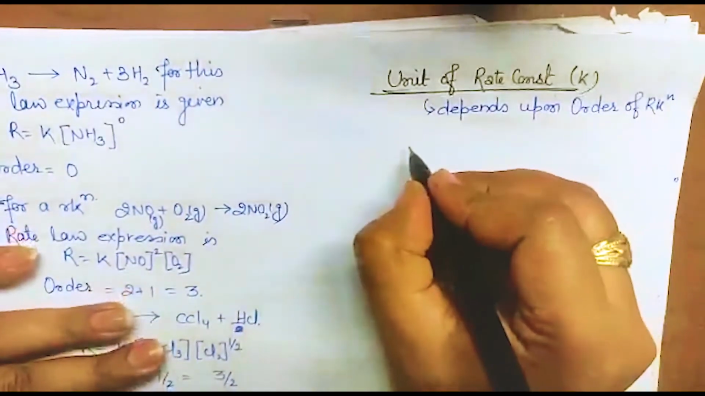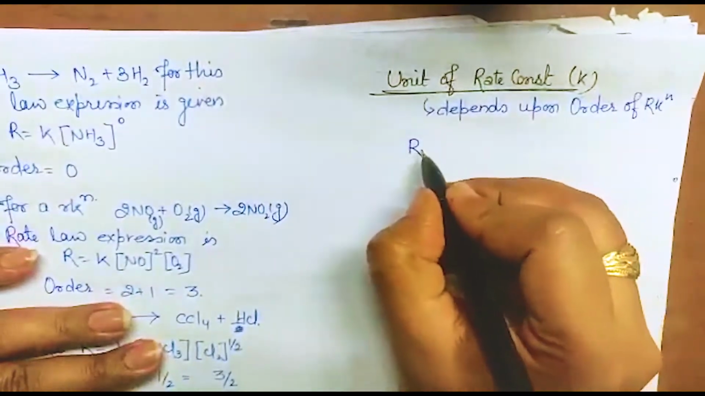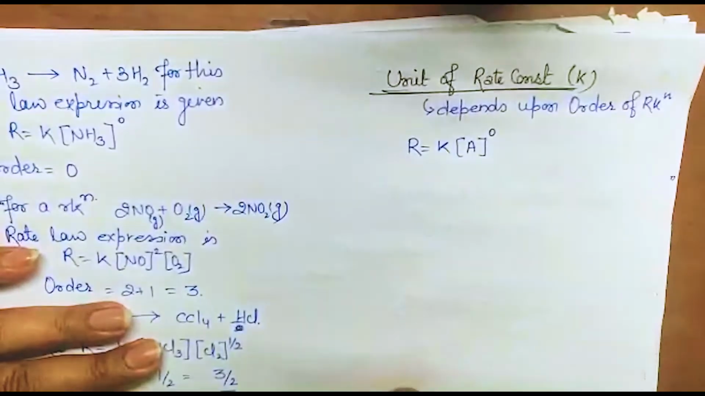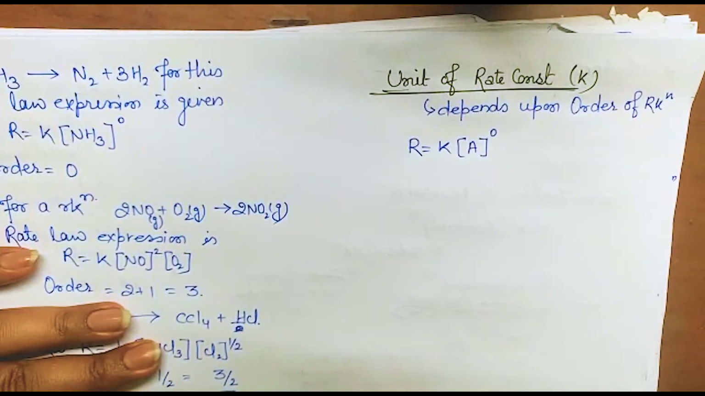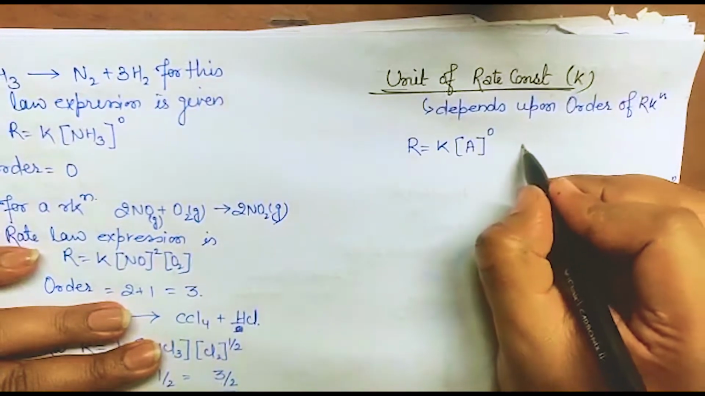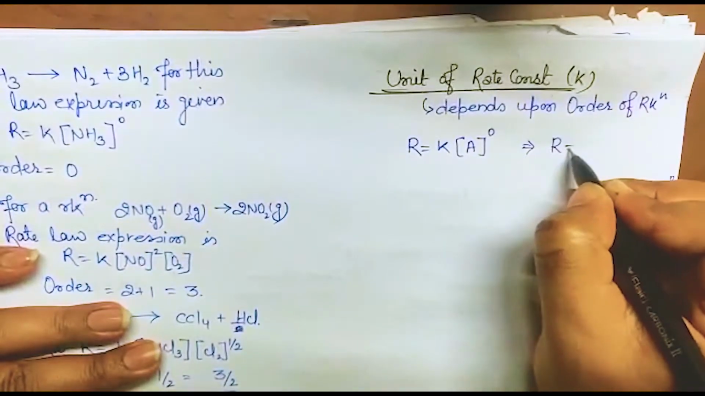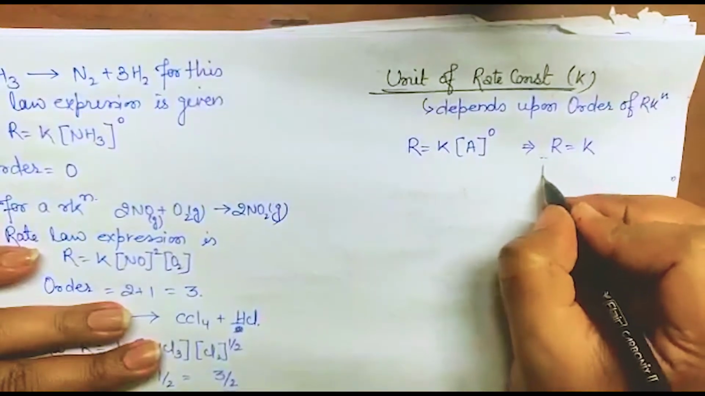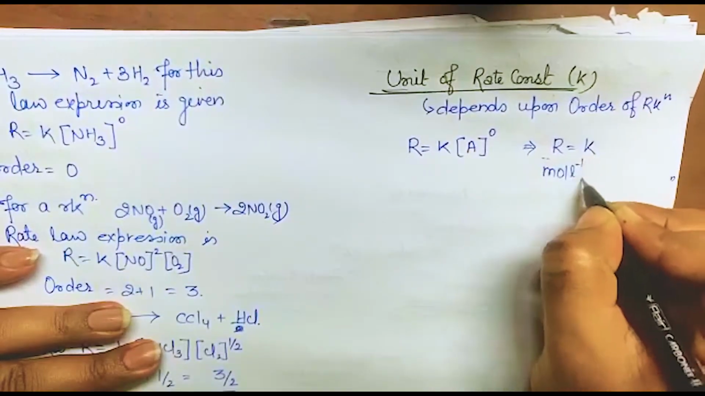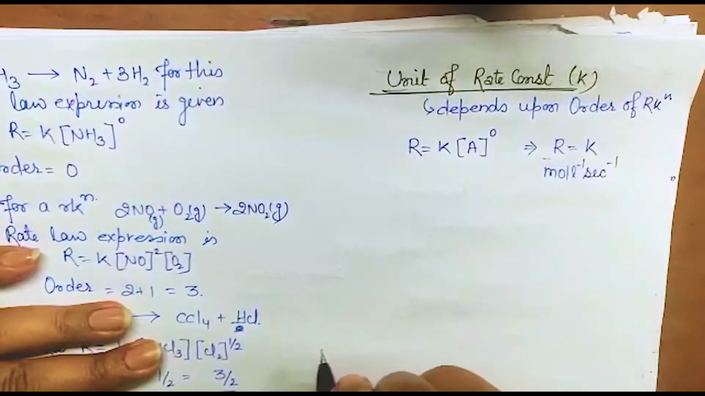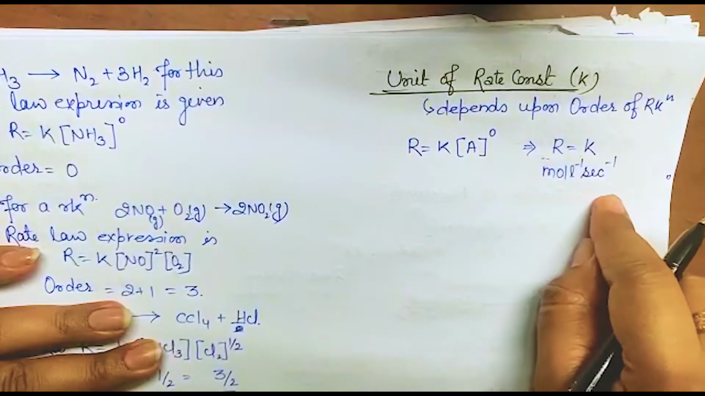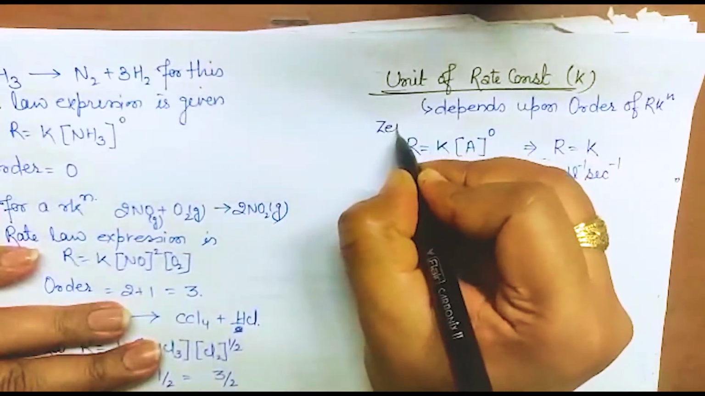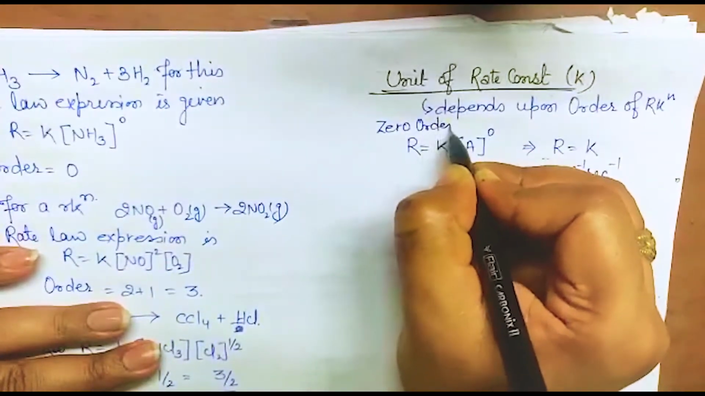As for example, start with the zero order. R is equal to K [A] power zero order. What do I have to make it? 0. Yes, and we know that anything power 0 is equal to 1. So can we write R is equal to K simply? So whatever the unit for R, that will be the unit for K, and the R unit we know is mole per liter per second. So if the K unit we are getting is mole per liter per second, it is a zero order reaction. Let me give the heading: zero order reaction.